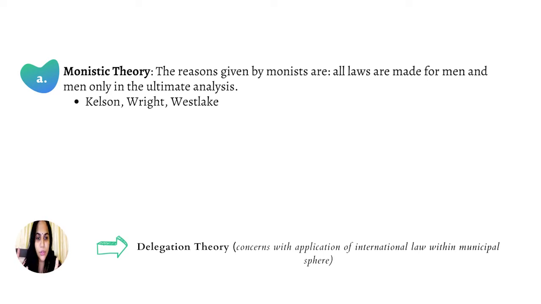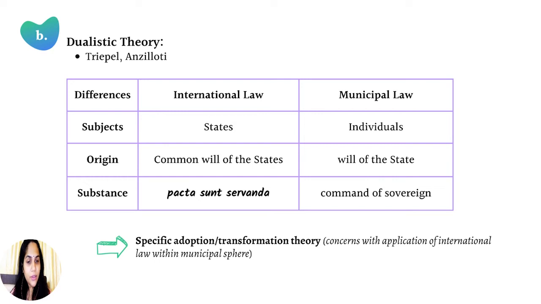According to this theory, monists contend that each state is delegated with the constitutional rules of international law. That permits each state to determine how international treaties will be applicable in the field of state law. So please keep a note of it. The second theory is dualistic theory, according to which municipal law and international law are separate, distinct, and self-contained legal systems.